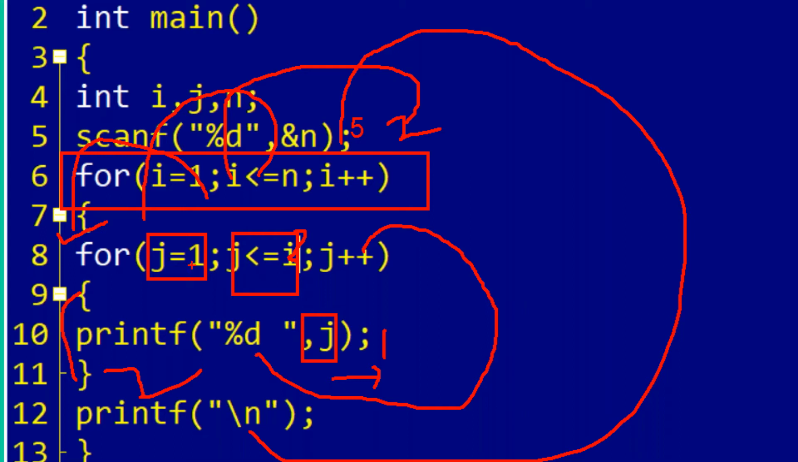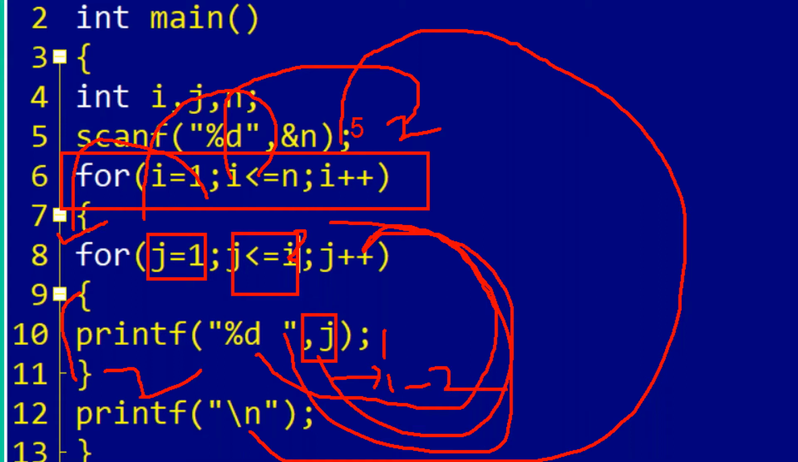First, what is the value of j? The j is 1 only, so it will print 1. Next j is 2, and 2 less than or equal to 2, yes, the condition is true. Then some space, and immediately it will print 2. After that j is 3. Is 3 less than or equal to 2? Fail. Immediately the cursor comes out from the loop.